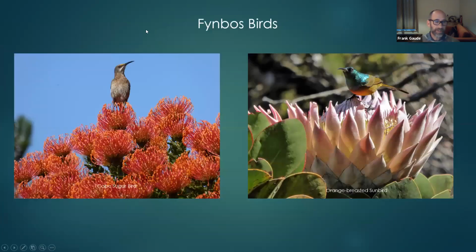Fynbos birds. The Cape is a bit depauperate when it comes to bird species. While birders might disagree, I'm not really a birder, I'll say that straight away, but they are undoubtedly beautiful, especially the orange-breasted sunbird, one of my favorites. They live primarily off the nectar of plants. Here it's on a king protea, the national flower of South Africa, and the Cape sugarbird is sitting on a pincushion. That was in Kirstenbosch.